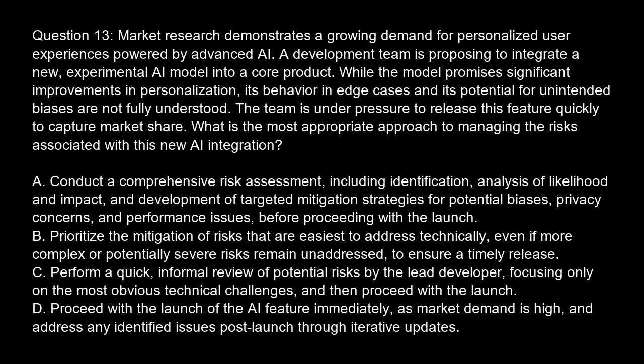Option A. Conduct a comprehensive risk assessment, including identification, analysis of likelihood and impact, and development of targeted mitigation strategies for potential biases, privacy concerns, and performance issues before proceeding with the launch. Option B. Prioritize the mitigation of risks that are easiest to address technically, even if more complex or potentially severe risks remain unaddressed, to ensure a timely release. Option C. Perform a quick, informal review of potential risks by the lead developer, focusing only on the most obvious technical challenges, and then proceed with the launch. Option D. Proceed with the launch of the AI feature immediately, as market demand is high, and address any identified issues post-launch through iterative updates.